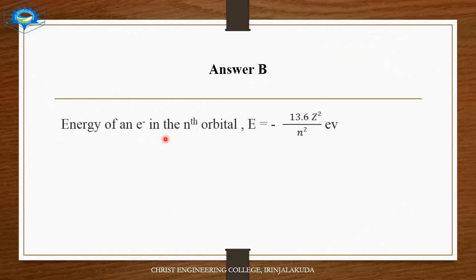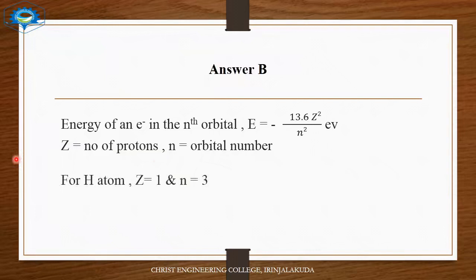Let's see how we will reach this answer. Energy of an electron in the nth orbital of hydrogen atom is given by the equation E is equal to minus 13.6 Z square by n square electron volt, where n is the orbital number or principal quantum number and Z is the number of protons involved. Okay, so consider hydrogen atom. We know that the atomic number of hydrogen atom is equal to 1, which means inside hydrogen atom the nucleus contains 1 proton and 1 neutron.